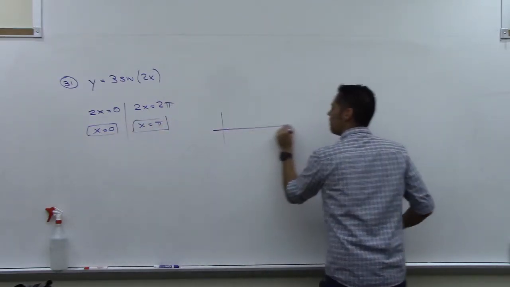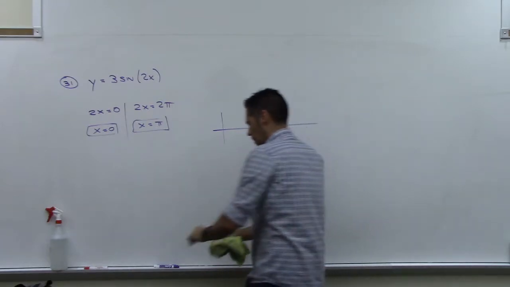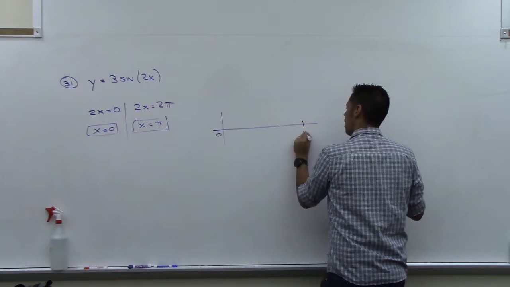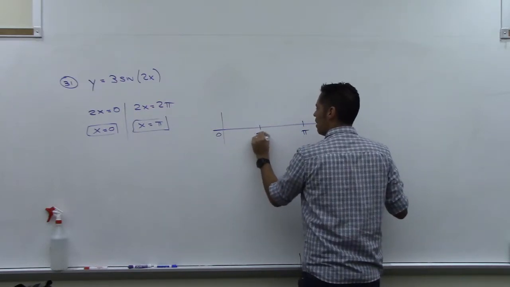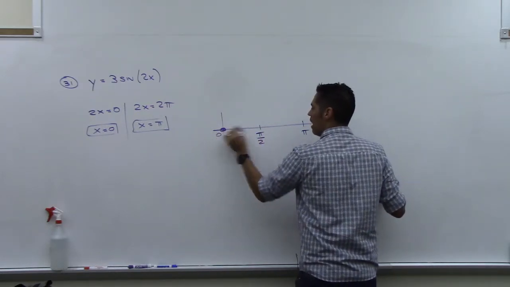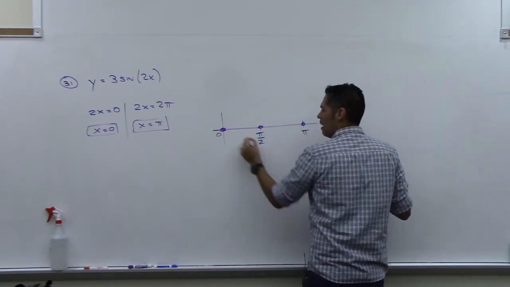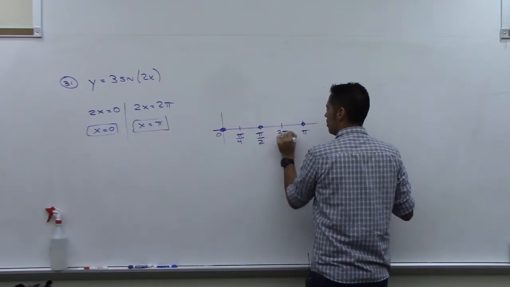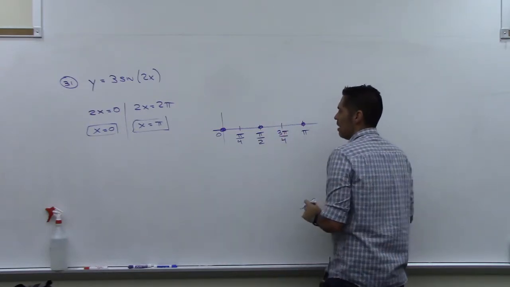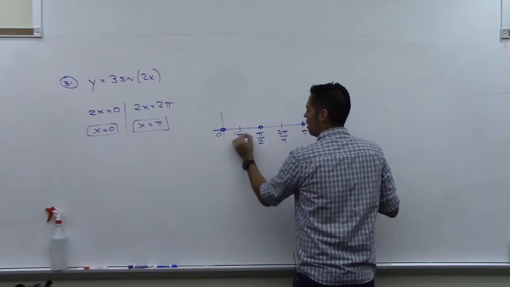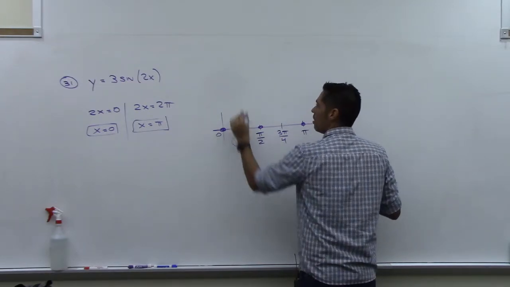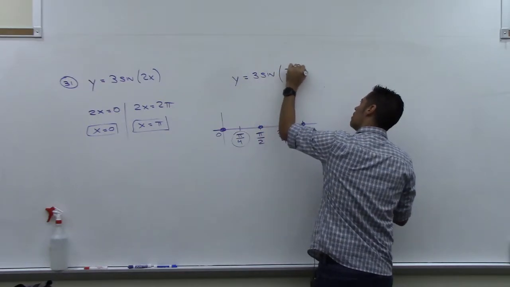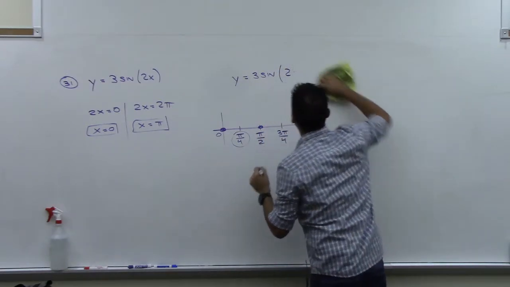Come to my graph. I know this is at 0 and at pi. And since this is a sine function, I know I'm going to have a dot here, dot here, dot here. Half of that is pi over 4, and half of this between these two is 3 pi over 4. So I just need to figure out right here if I'm up here or down here. So I'm going to plug that in. So y equals 3 sine of 2 times pi over 4.